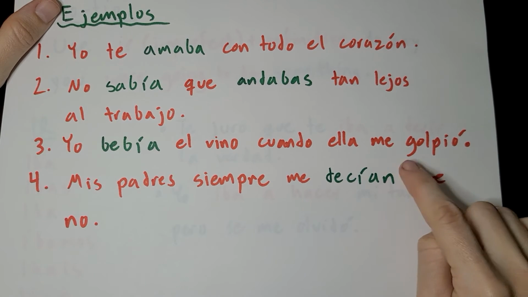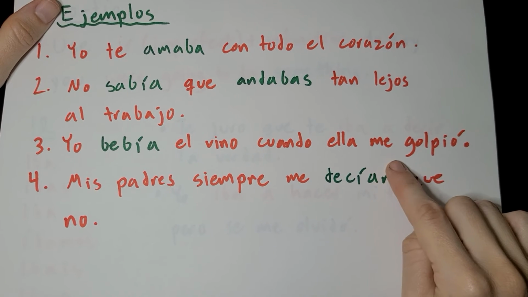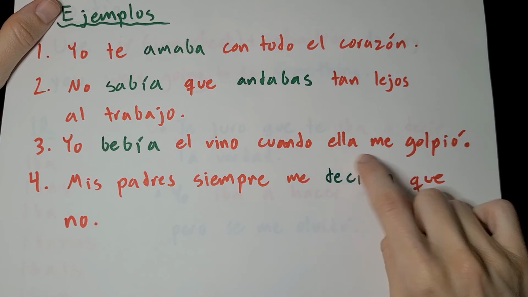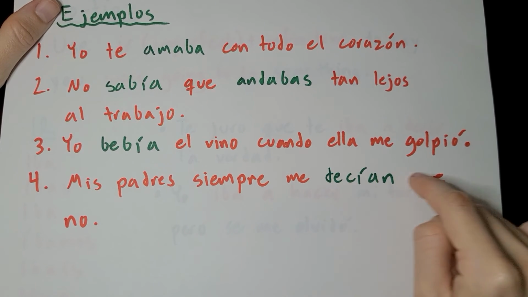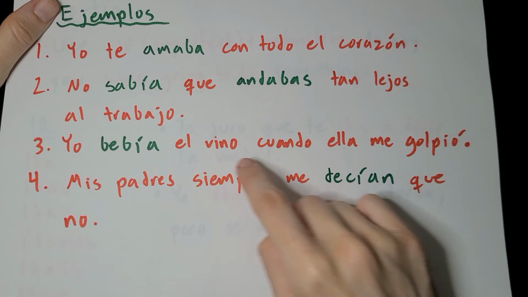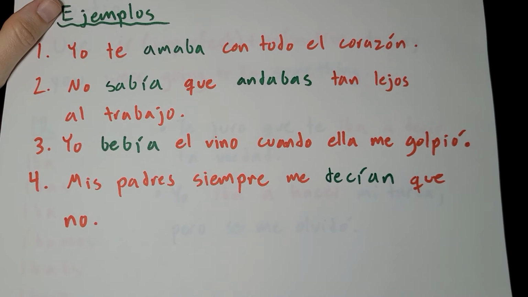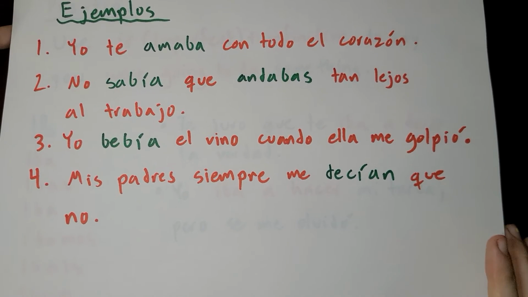Golpear means to hit. So me, remember this is a pronoun telling you who the verb is happening to. She hit me. So yo bebía el vino cuando ella me golpeó. I was drinking the wine when she hit me. So this is a case where she probably spilled some wine.